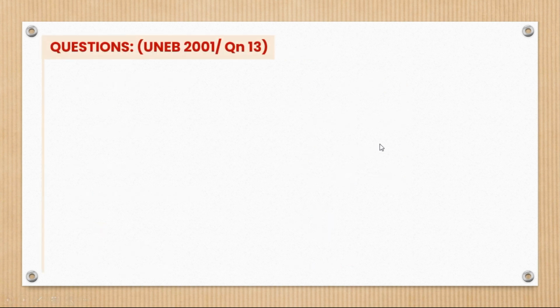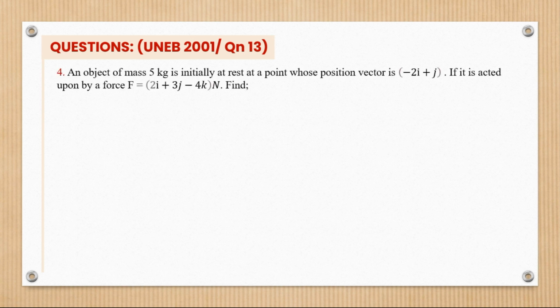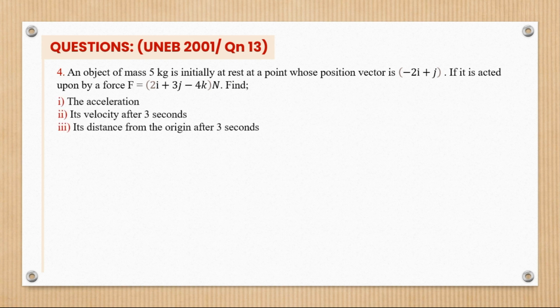Alright, so the next is a question from UNEB 2001, and this was question number 13. We're told that an object of mass 5 kilograms is initially at rest at a point whose position vector is negative 2i plus j. It is acted upon by a force F, which is equal to 2i plus 3j minus 4k newtons. Find part 1, the acceleration, part 2, its velocity after 3 seconds, and part 3, its distance from the origin after 3 seconds.